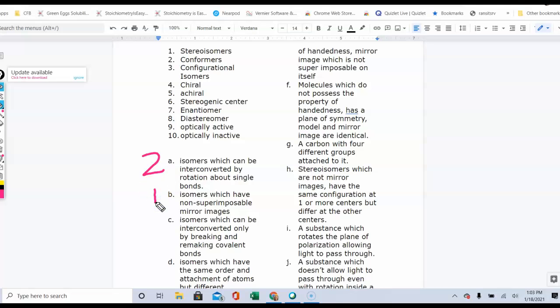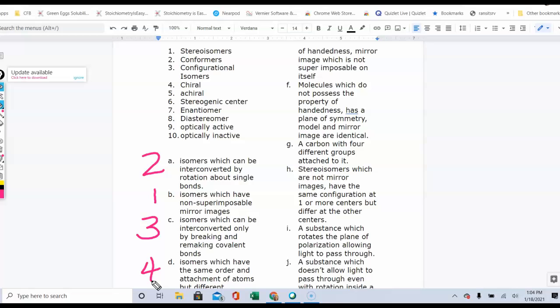Isomers which can be converted only by breaking and remaking covalent bonds. And these are going to be, I'm looking at configurational isomers, chiral, achiral, stereogenic center. I think we're going to be talking about configurational isomers here. And then D, isomers which have the same order and attachments of atoms but different types of handedness and mirror images. So those are also enantiomers, so that is D. Did anybody choose being able to switch B and D with each other? And that might be a good choice there.